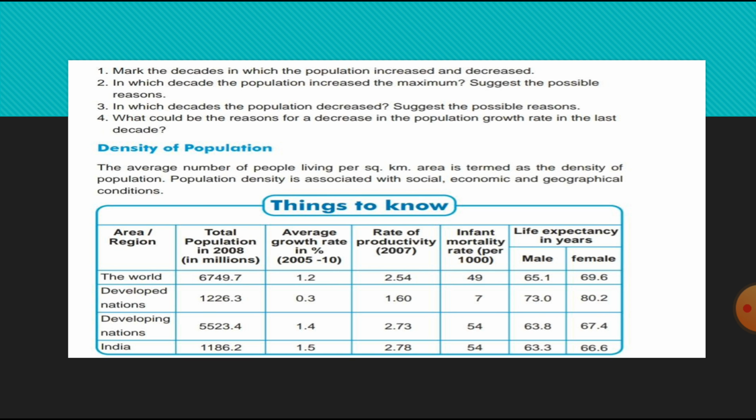See, in the developed nation, it is 1226.3, that is the total population. Growth rate in percentage is 0.3. Rate of productivity is 1.60. And infant mortality rate is 7. And life expectancy in males is 73.0 and in females 80.2. The same way they have shown about developing nations and India also.